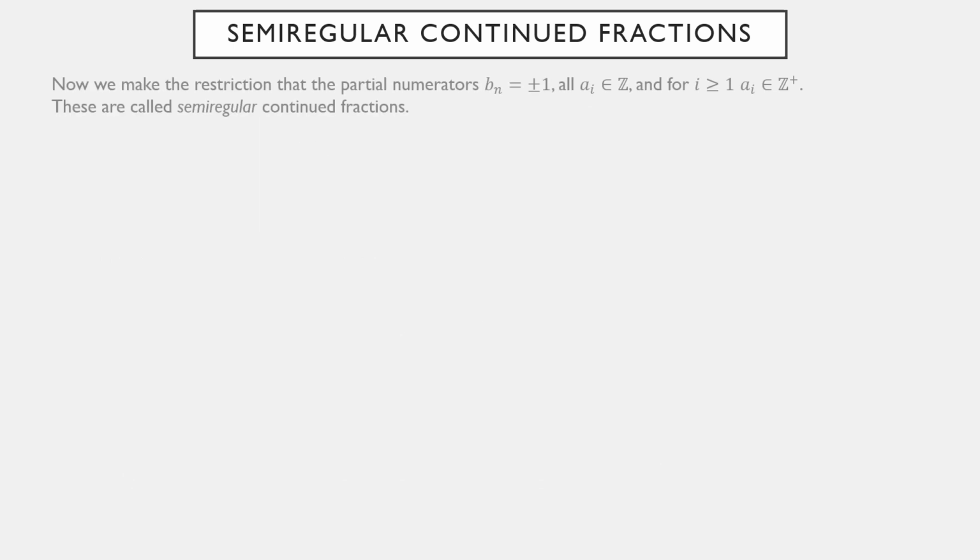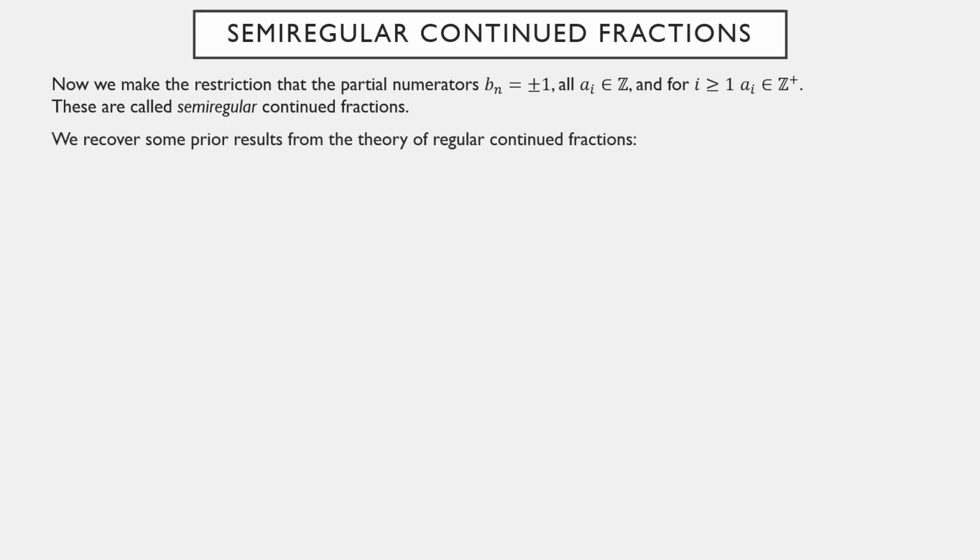So now let's talk about those semi-regular continued fractions. Basically, you have all the restrictions of regular continued fractions where your a_i are integers, and in fact, for index 1 or larger, they're positive integers, but you throw in that the numerators b_n are plus or possibly minus 1. So that's the only change from regular continued fractions, that your numerators might be a minus 1. These are called semi-regular continued fractions.